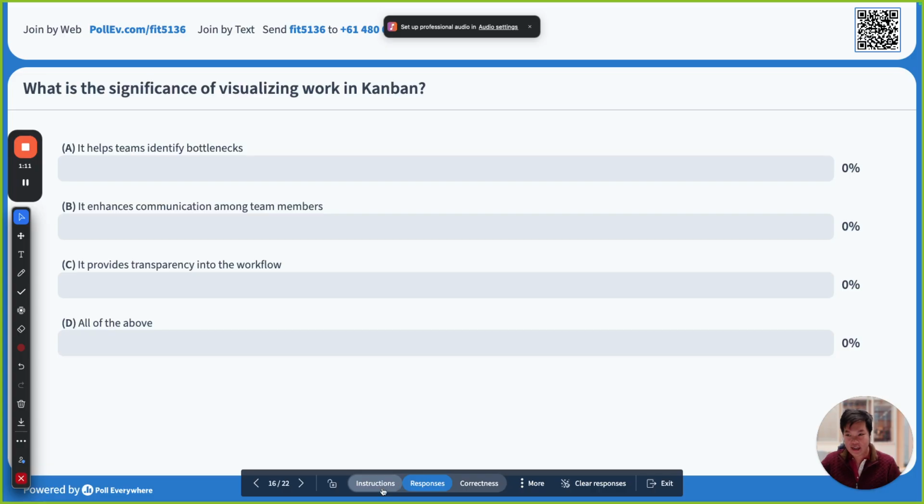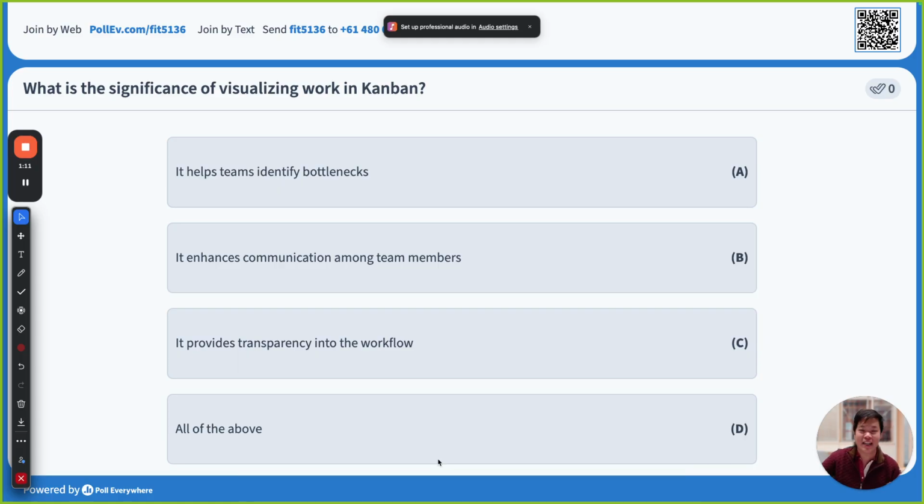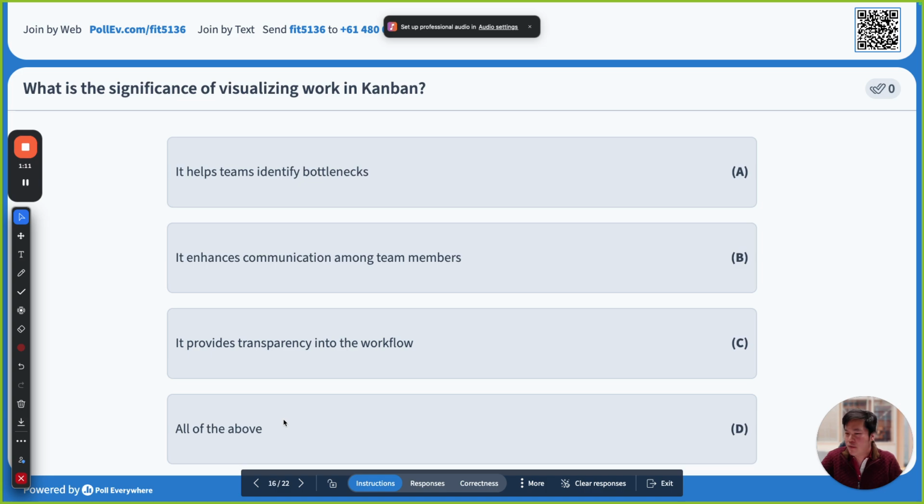Nice. Next, what is the significance of visualizing work in Kanban? Why do we need to visualize the work items in Kanban? Why? What is the benefit?